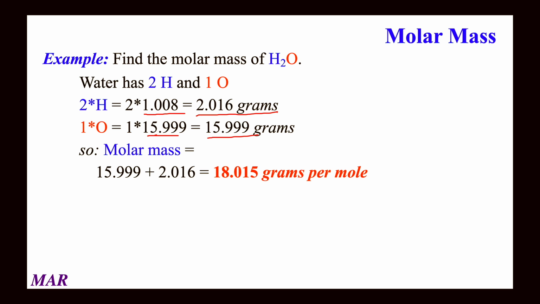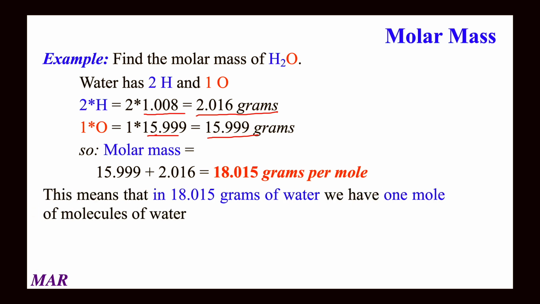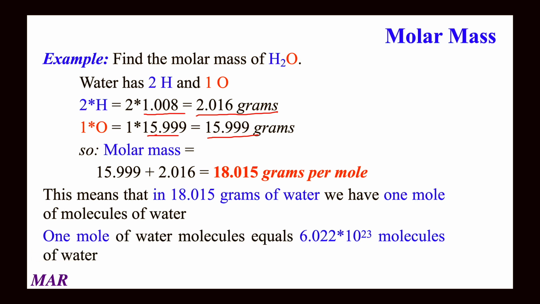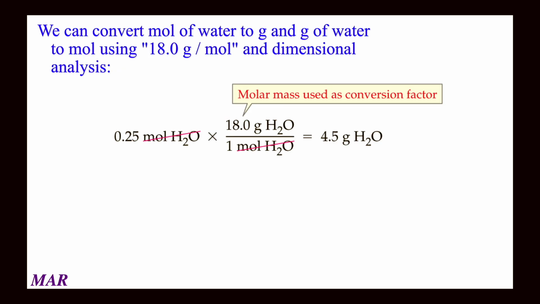So if you have 18.015 grams of water, you have a mole of water. And a mole of anything, 6.022 times 10 to the 23rd, that would be the number of molecules of water in 18.015 grams. Pretty cool. You have a mole of molecules of water. And again, that would be 6.022 times 10 to the 23rd. Oh, yeah. That 18.0, 18.02, 18.015, depending on how many sig figs you want to use, that's a conversion unit that allows you to go between grams and moles of a compound.